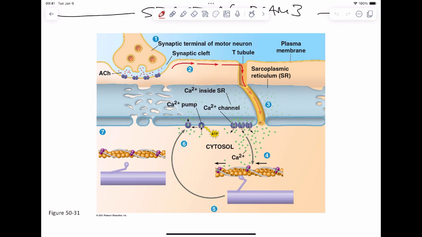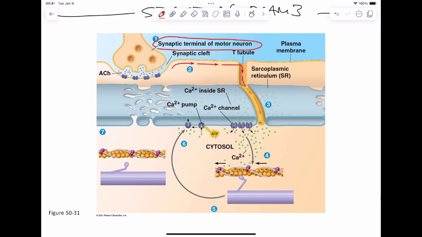We ended the last exam. We'll talk about the exam if we get through things quickly enough, by looking at how muscles contract. The story that we had going for us was we would have an action potential going down a motor neuron.